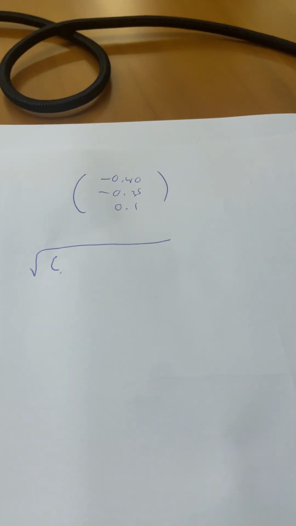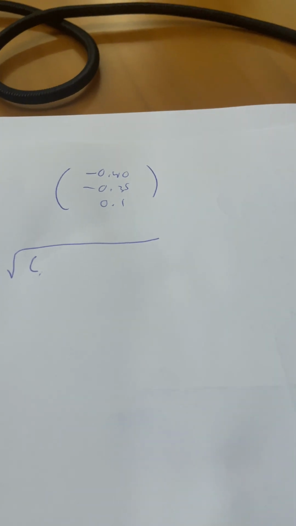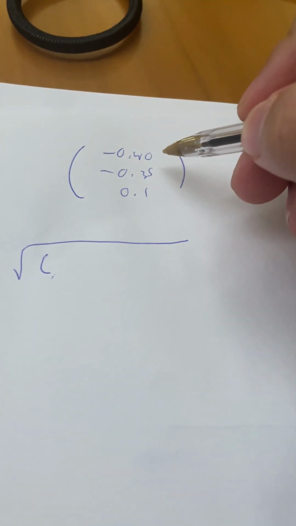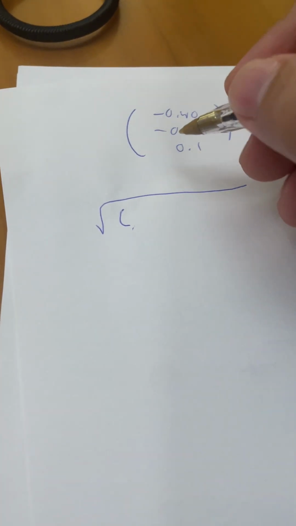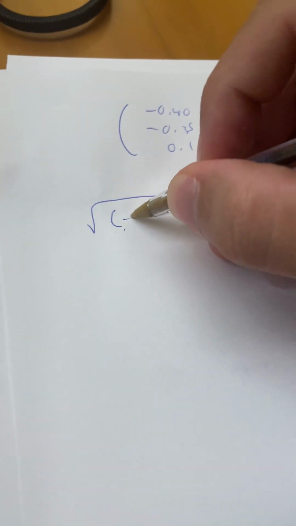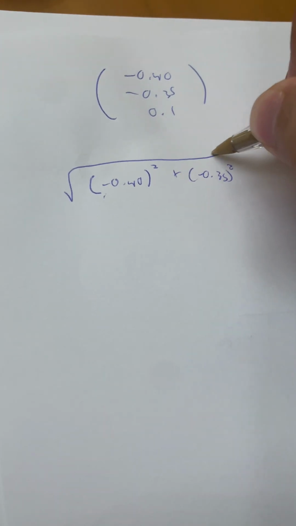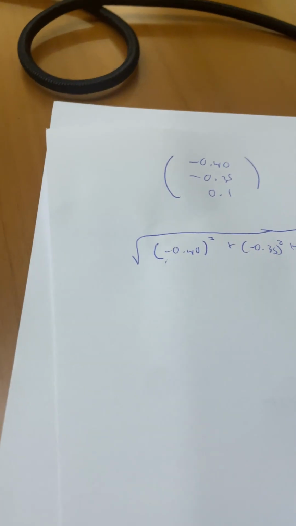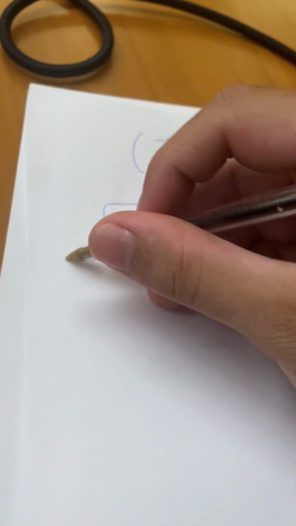Once we have that, part A is finding the speed of the migrating birds, which is pretty straightforward. You can find the velocity vector here, which is negative 0.40, negative 0.35, 0.1, and all you need to do to find the speed is find the magnitude of this. So it's negative 0.40 squared plus negative 0.35 squared plus 0.1 squared, and that should give you around 0.541 kilometers per minute. So that's part A, simple. Now part B.